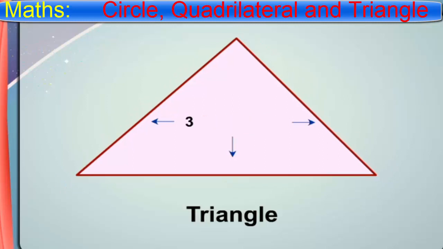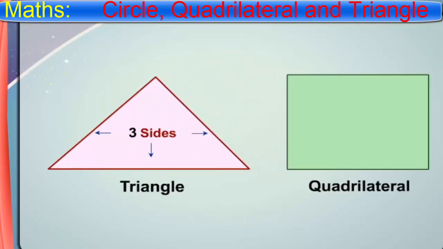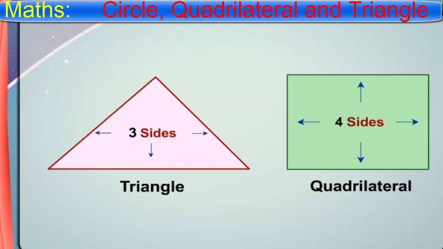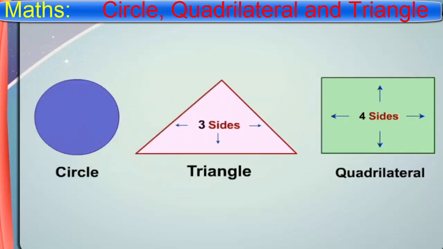And the straight lines of a triangle are also known as sides. So, a quadrilateral has 4 sides. A triangle has 3 sides. But a circle does not have sides.